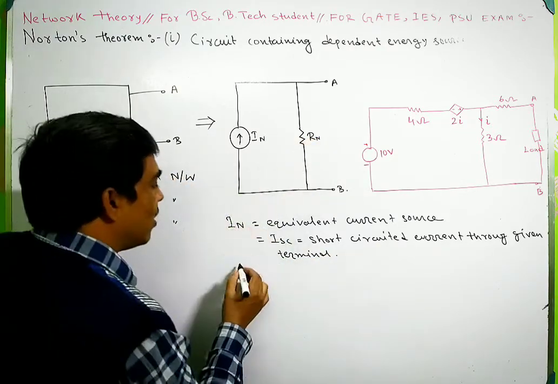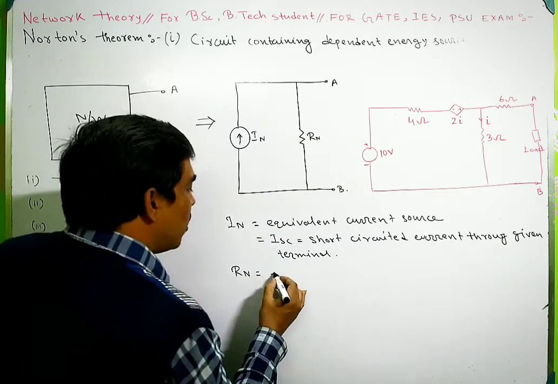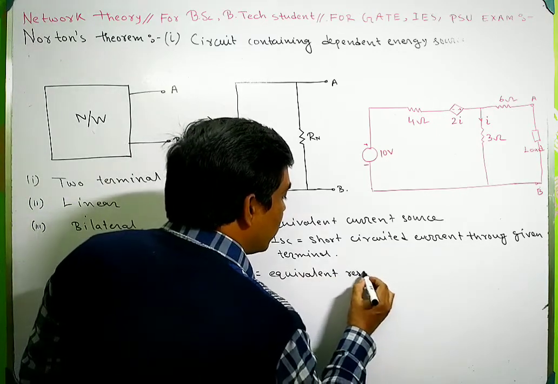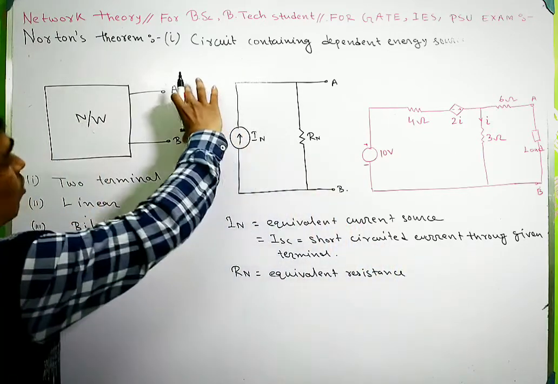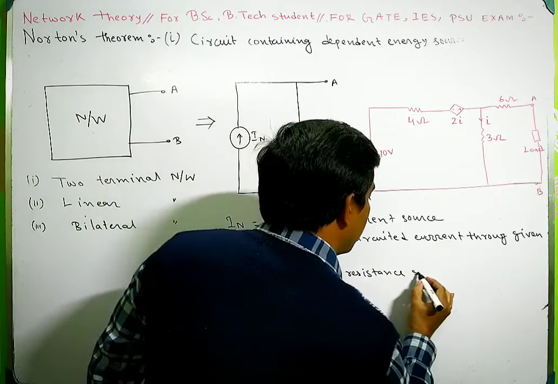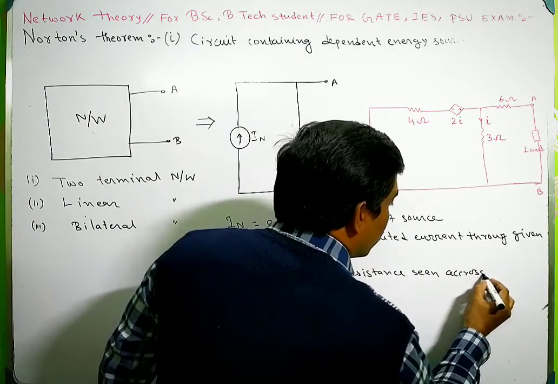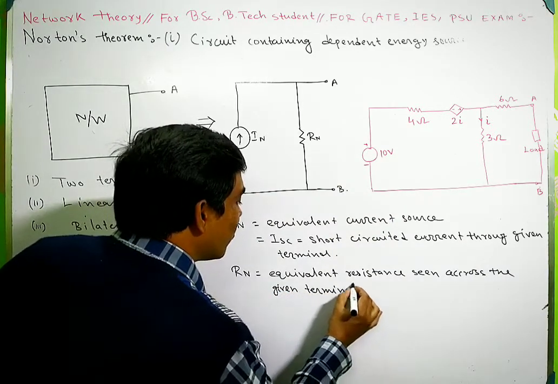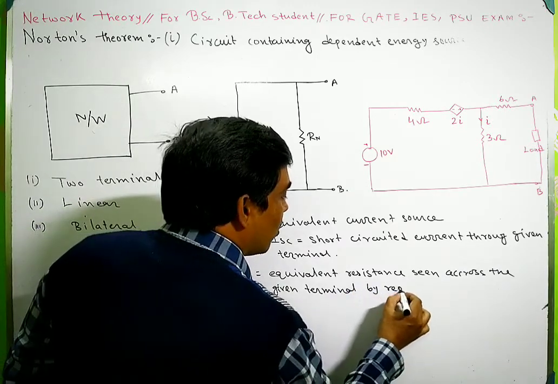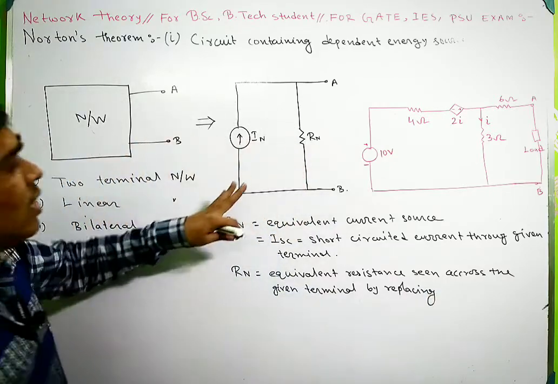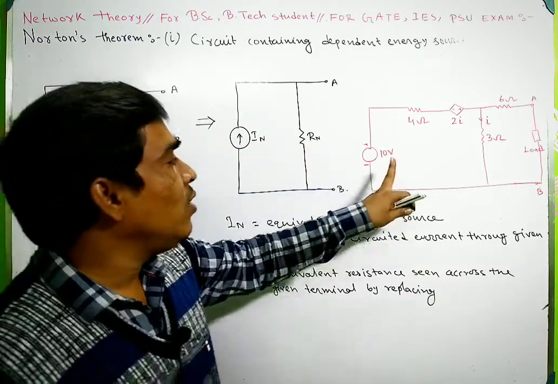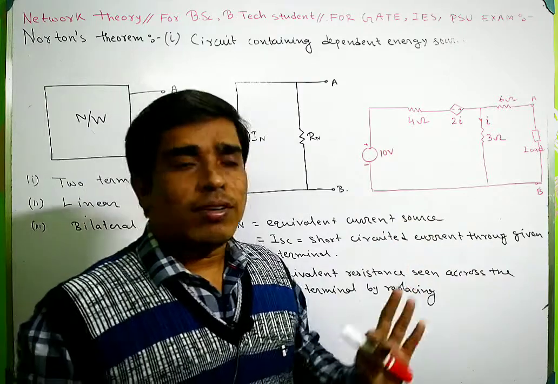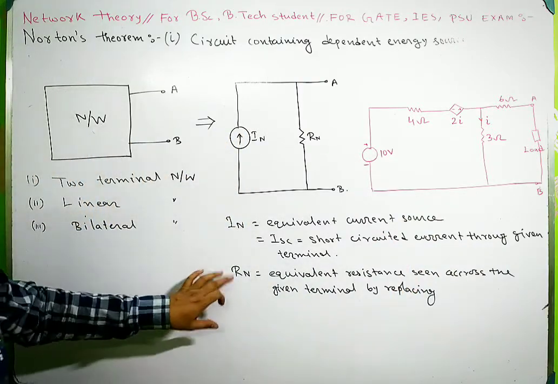And what is the Rn? Rn is the equivalent impedance or resistance seen across the given terminal, by replacing all the voltage sources with their internal impedance and all the current sources kept as open. This is the Rn and In.